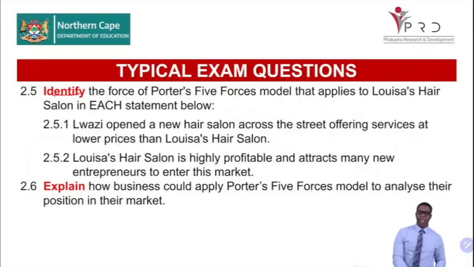So this might be required of you to identify. You might be required to identify the forces of Porter's 5 model that are applicable to Louisa's hair salon in each statement below. 2.5.1 says, Lwazi opened a new hair salon across the street offering services at a lower price than Louisa's hair salon. So what are we seeing here? Lwazi opened a new hair salon across the street offering the same what? Services at a lower price than Louisa's hair salon.